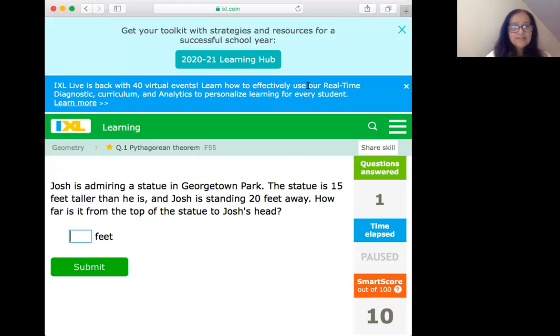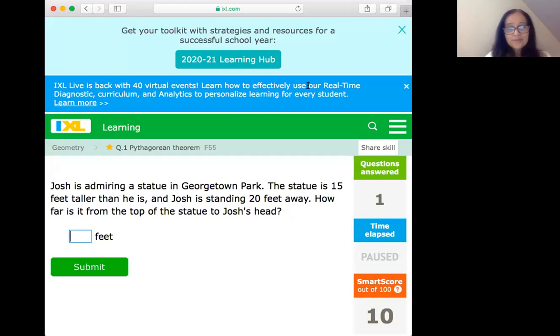Hello, everybody. Let's try some problems about the Pythagorean theorem. Remember, c squared equals a squared plus b squared. So let's try this problem right here.